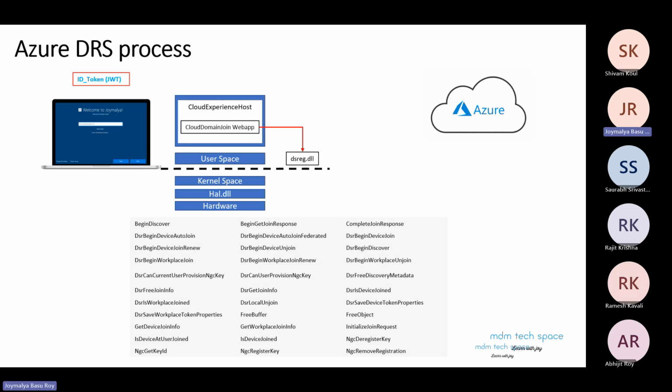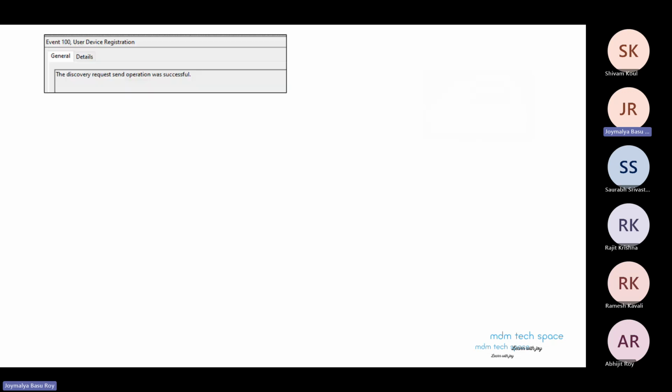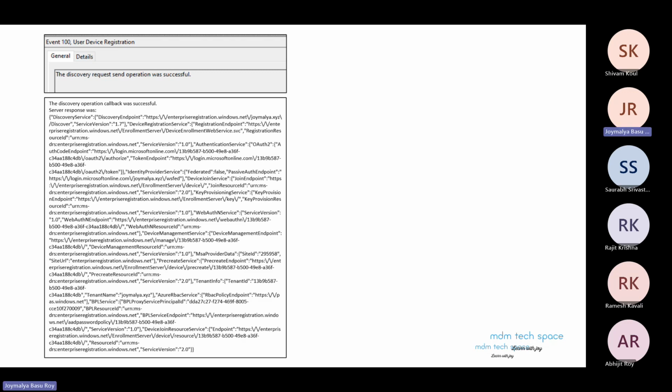This dsreg.dll will begin the discovery, and once the discovery URLs are found, it will send the join request. If you want to debug that on the device, we'll see event ID 100 for user device registration: the discovery request send operation was successful. So this is how it looks in the event viewer.